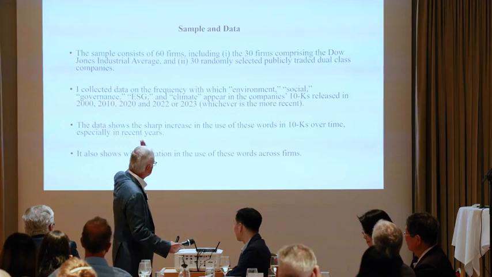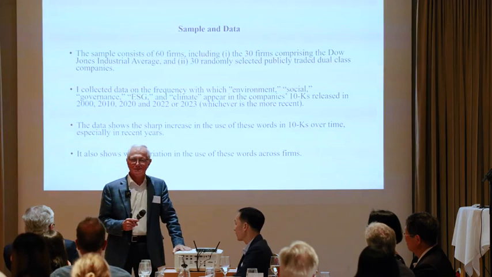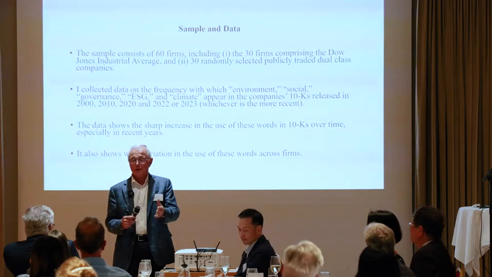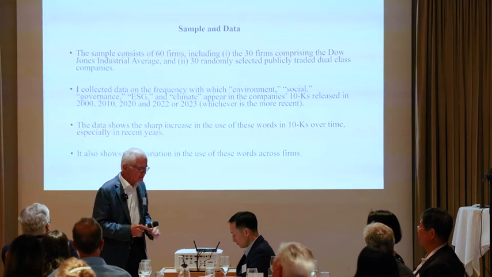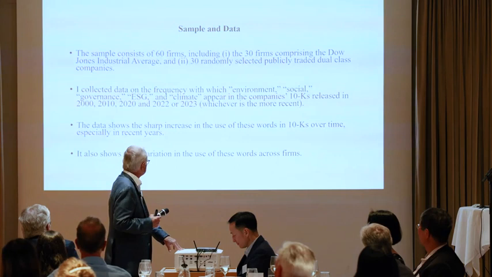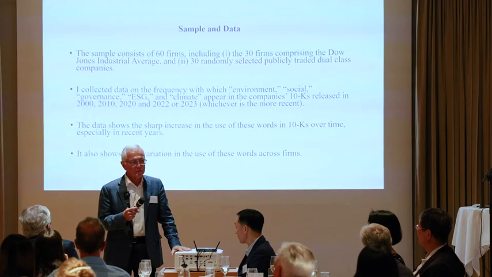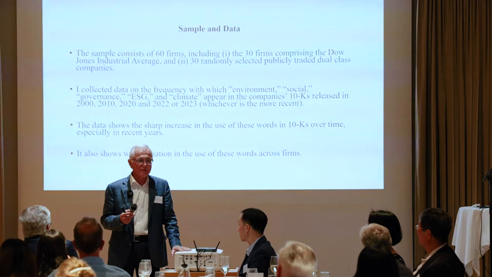And the sample that I used, just in the interest of time, I have 60 firms in the sample. I picked the 30 in the Dow Jones Index, simply on grounds that I wanted some big companies and they were easy to identify. And then 30 dual class companies for reasons that I'll talk about in a minute. So 60 firms. The 4 years that I'm looking at are the 10-Ks released in 2000, 2010, 2020, and then the most recent, which for most companies is 2023, but there are a handful that haven't released a 10-K during this year yet.